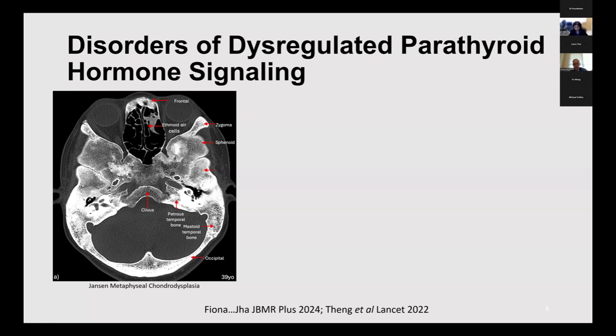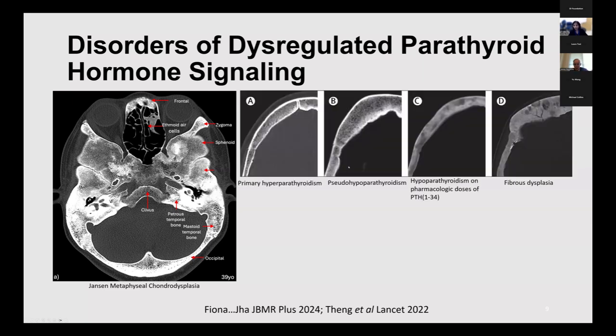Now let's look at what the skeletal findings are in some of these other disorders. Here I'm presenting to you an axial CT from a 39-year-old female with Jansen metaphyseal chondrodysplasia. And what you can appreciate here is again these proliferating expansile lesions in the sphenoid and the temporal bone of this patient. Now, this is work by Dr. Michael Collins, and he had basically reported on the similarities in these conditions.